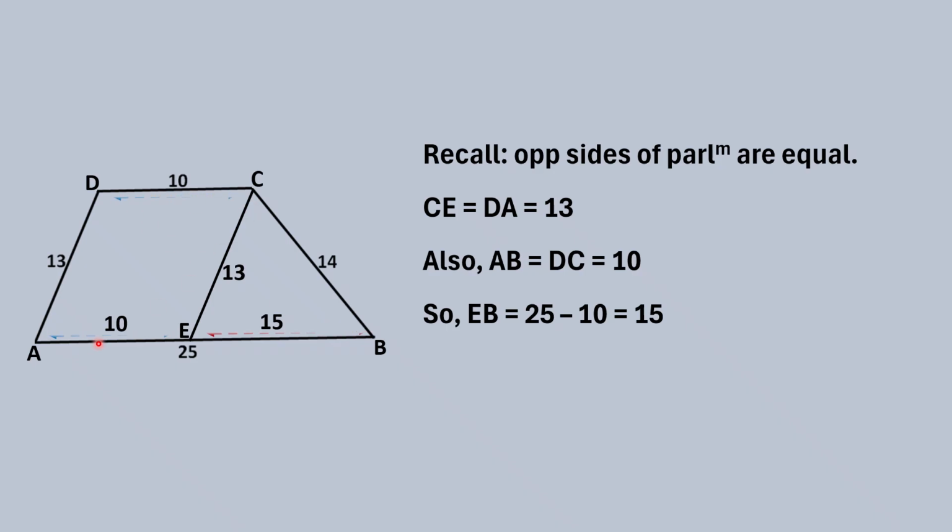DC is 10, so AE is 10. The total is 25, so the remaining distance from point E to point B should be 15 units. So mark EB as 15.